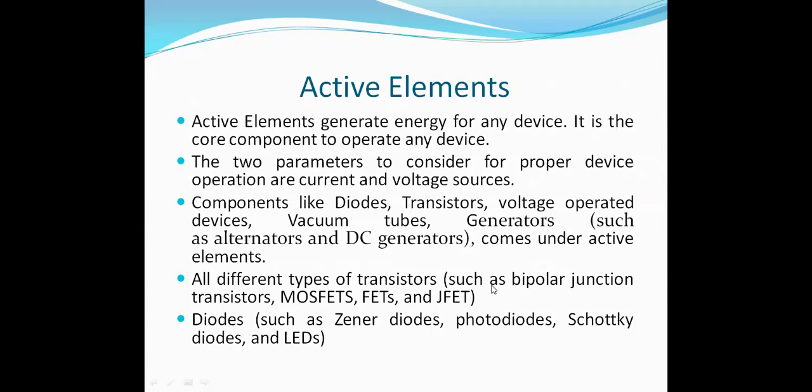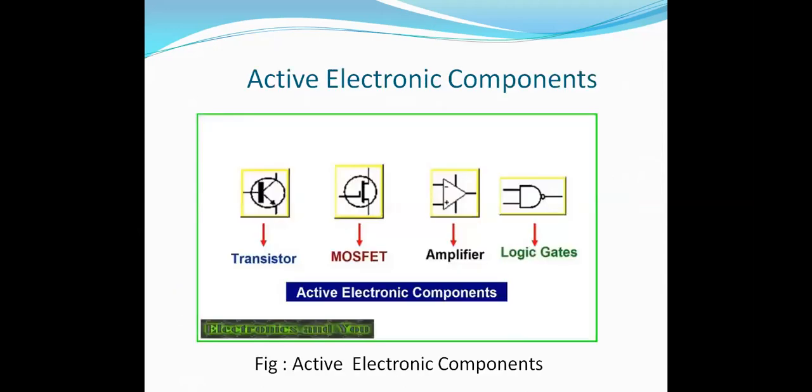And the transistors, which are nothing but examples like BJTs, MOSFETs, FETs, and JFETs, and the diodes are Zener diodes, photodiodes, Schottky diodes, LEDs, etc. So based on their operation and functionality, there are some elements which come under the active elements, and there are some elements which come under the passive elements. So these are the symbols which represent the electronic components that are active components.